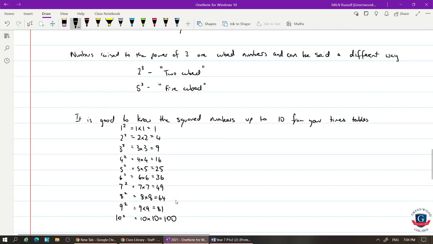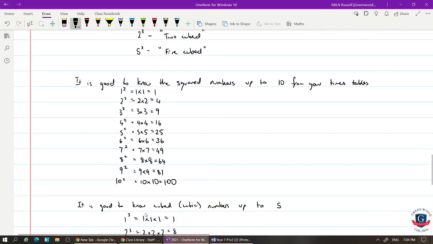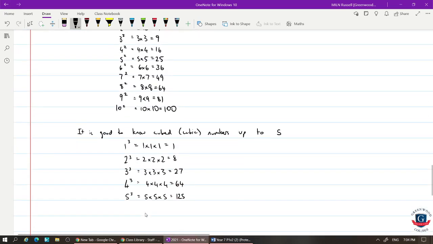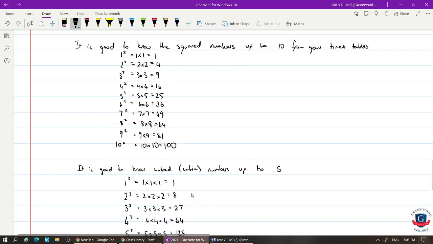It's good to know your squared numbers up to 10 from your times tables. So 1 times 1 is 1, 2 times 2 is 4, 3 times 3 is 9, 4 times 4 is 16, so on and so forth, down to 10 times 10 is 100, and at least up to 5 for your cubes. So 1 times 1 times 1 is 1, 2 times 2 times 2 is 8, 3 times 3 times 3 is 27, 4 times 4 times 4 is 64, and 5 times 5 times 5 is 125. There was a lot there, so you might want to watch this again, and make sure that you know this for your upcoming test.